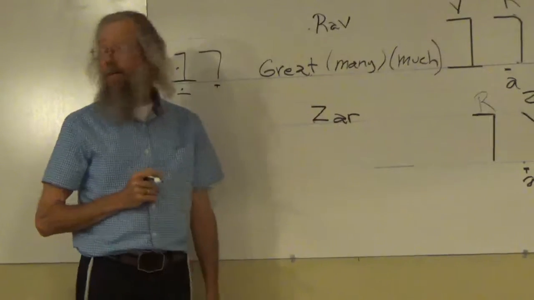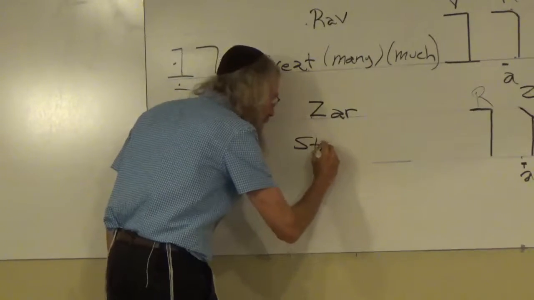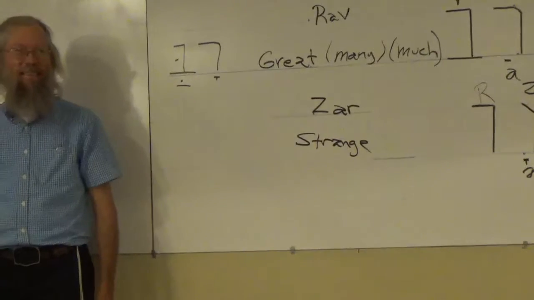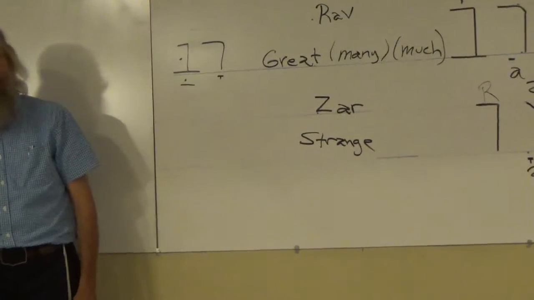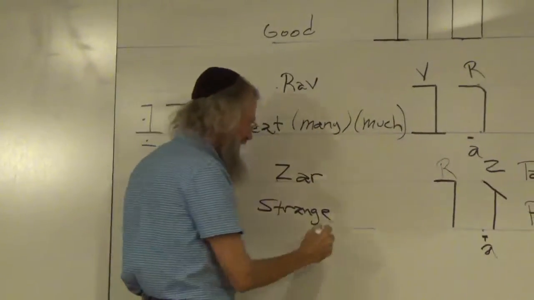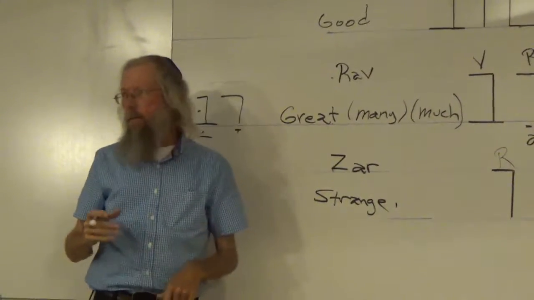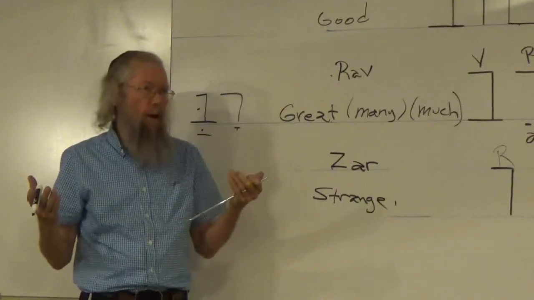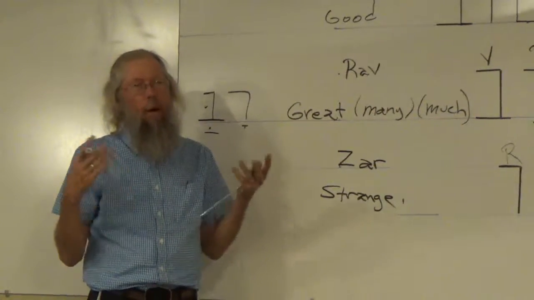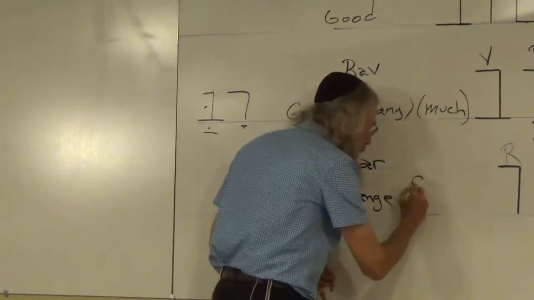Some of you are Zar. Visara, which means strange. The idea of strange here is not weird strange. It's more like foreign. The weird strange is related to that, but it's not that. So this is more of a foreign.